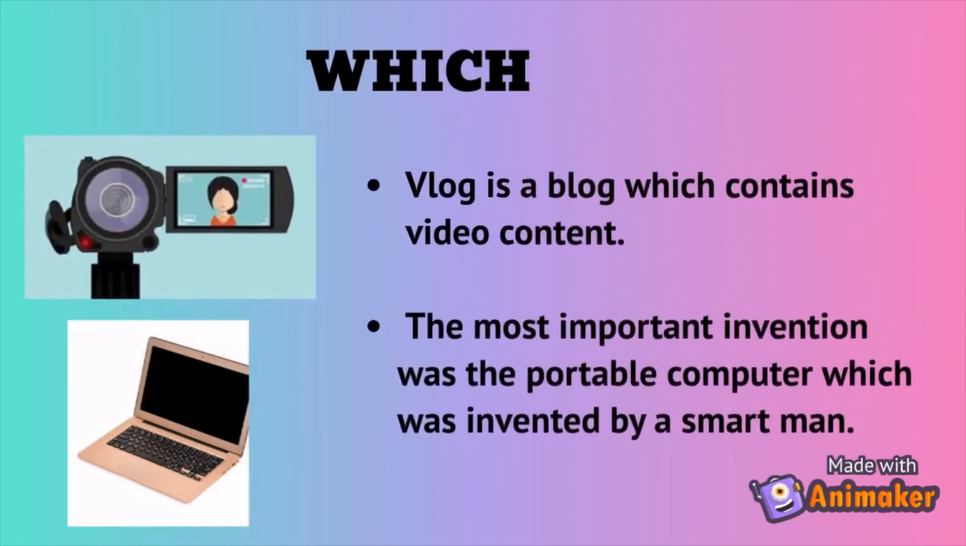Vlog is a blog is the main clause. Which contains video content is the relative clause. Which refers to it. We omit it and put which. A relative clause gives us more information about the object, which is used when the relative pronoun is the object of the clause. The most important invention was the portable computer is the main clause. Which was invented by a smart man is the relative clause, which refers to it. In other words, portable computer. Instead of it, we put which to make a relative clause.